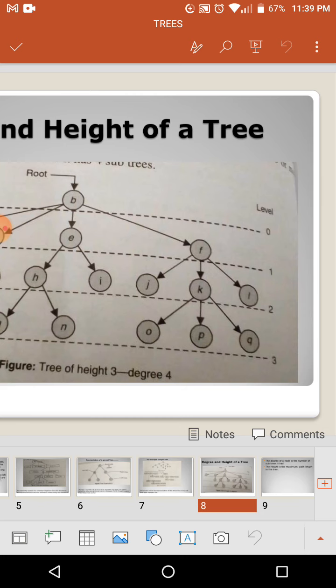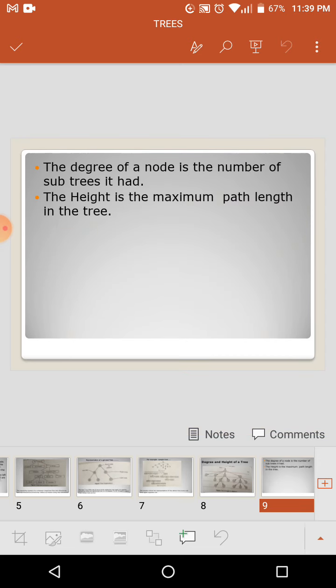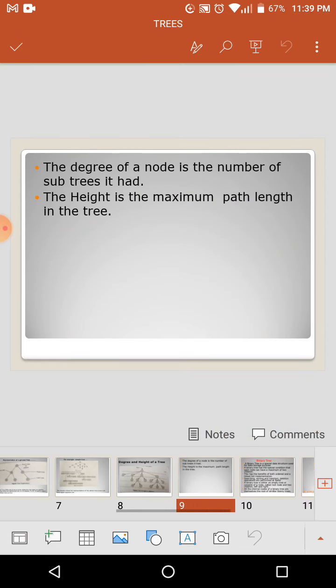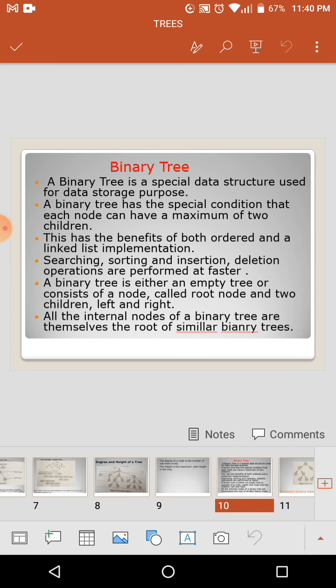So in this diagram we can say that the tree height is 3 and the degree is 4. Degree is the number of subchildren and height is the path. The height is the maximum path length in the tree. So that is explained here: what is the degree and what is the height.